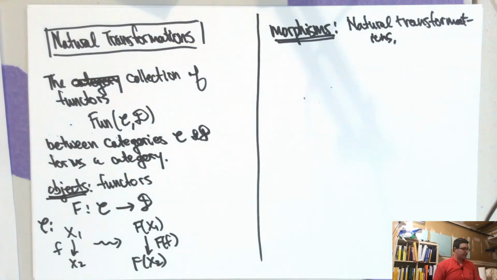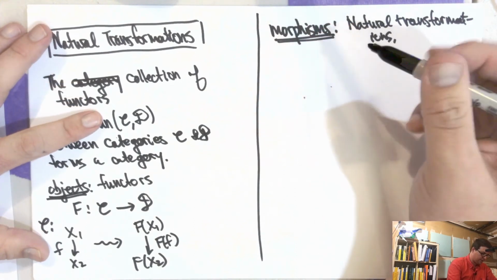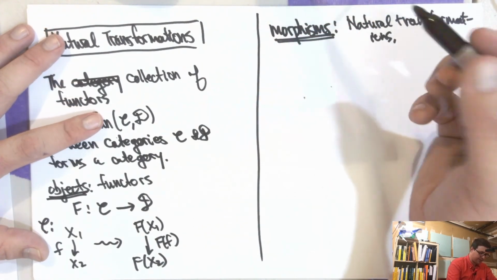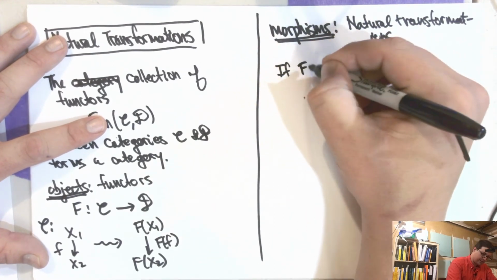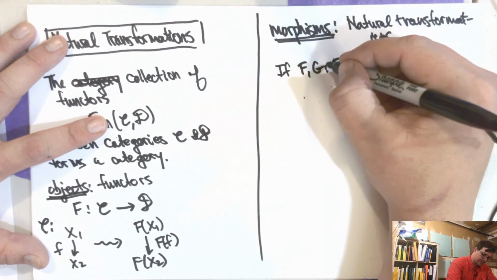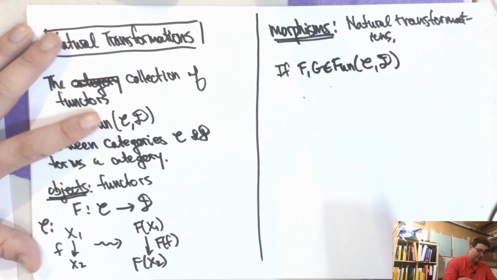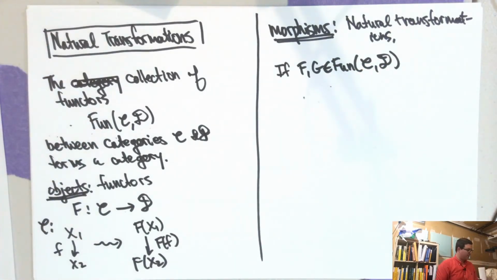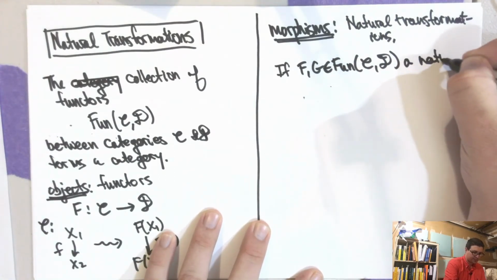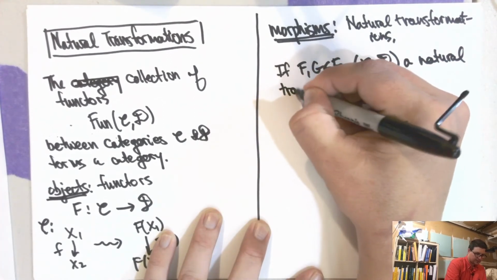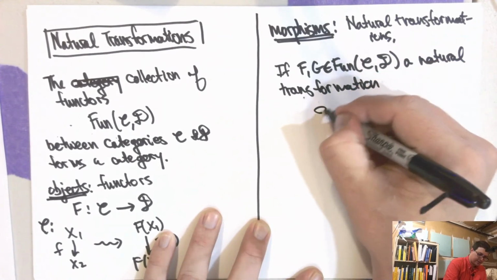Okay, so what's a natural transformation? Let me just write down what a natural transformation is. If f and g are functors from C to D, then we get a collection of maps, a natural transformation, and we have a special symbol for it. So a natural transformation, phi.